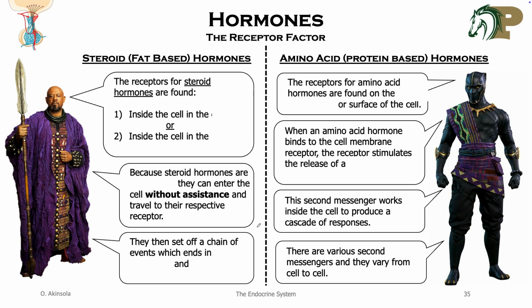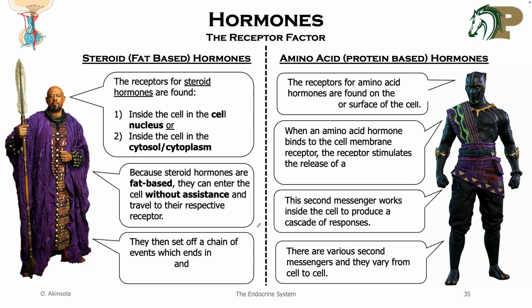All right, last couple of slides here. Now, steroid or fat-based hormones. The receptors for steroid hormones are found in one of two places. They can be inside the cell, in the cell nucleus, or they can be inside the cell in the cytosol or cytoplasm.